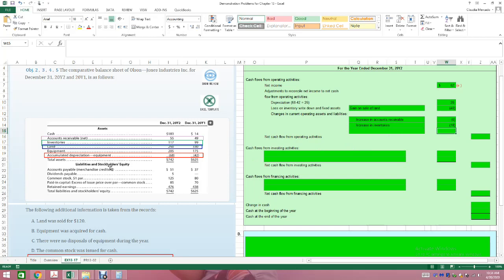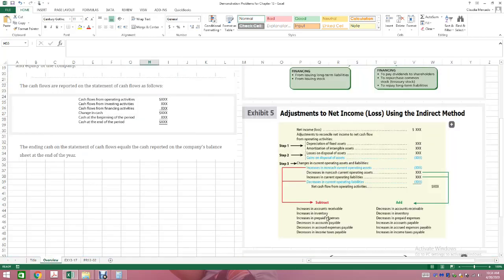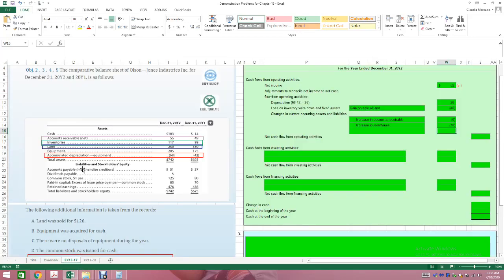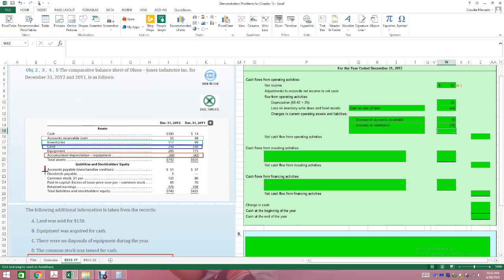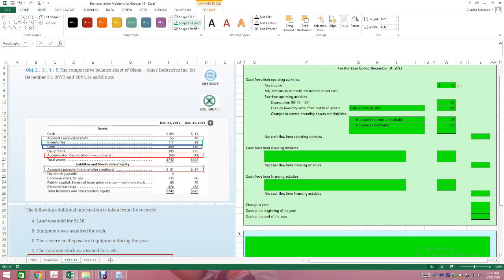Now let's look at our liabilities and stockholders' equity. Remember down here, we have increases in non-cash current operating assets or in operating liabilities. So we're looking at our operating assets or our operating liabilities. So let's look at our liability section, and we're going to look at accounts payable. What happened to my accounts payable? This is the money that you owe your vendors. If you bought something on account, you owe them money.